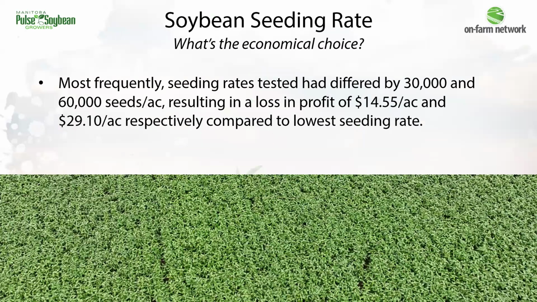So what's the economical choice when we look at 2023 results? Changing seeding rate has not impacted soybean yield in on-farm trials. Most frequently, seeding rates tested had differed by 30,000 and 60,000 seeds per acre, resulting in a loss of $14.55 per acre and $29.10 per acre, respectively, compared to the lowest seeding rate.